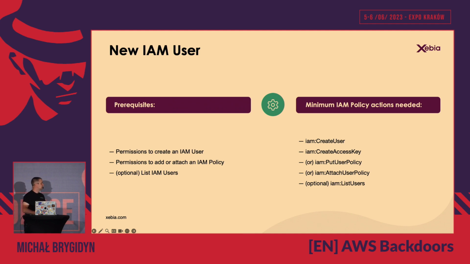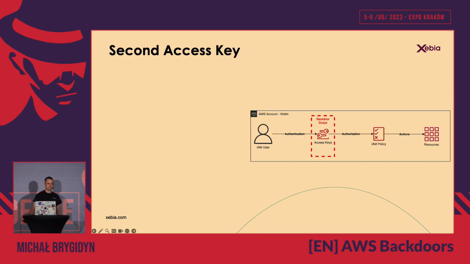What's needed? First of all, IAM create user and create access key. These actions are required. And that's all. If you can only modify existing users, you cannot create one. But if you have permissions to create a user, create access key, and assign a policy, attach policy, or put policy, then you have your first backdoor.